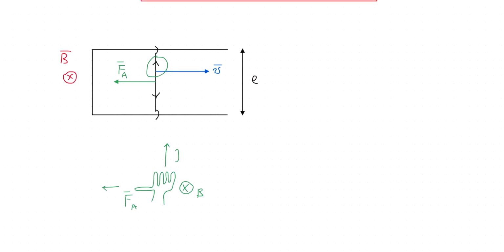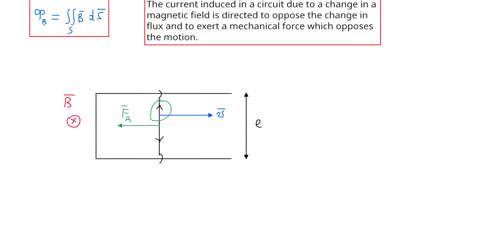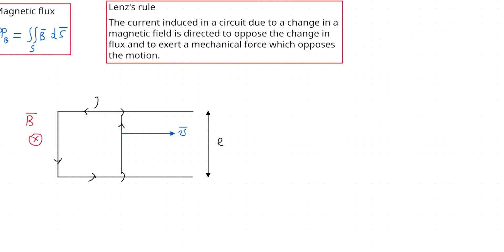And according to the left hand rule and Lenz's rule, we may define the correct direction of induction current. So induction current will be directed counterclockwise. Induction current is directed counterclockwise.